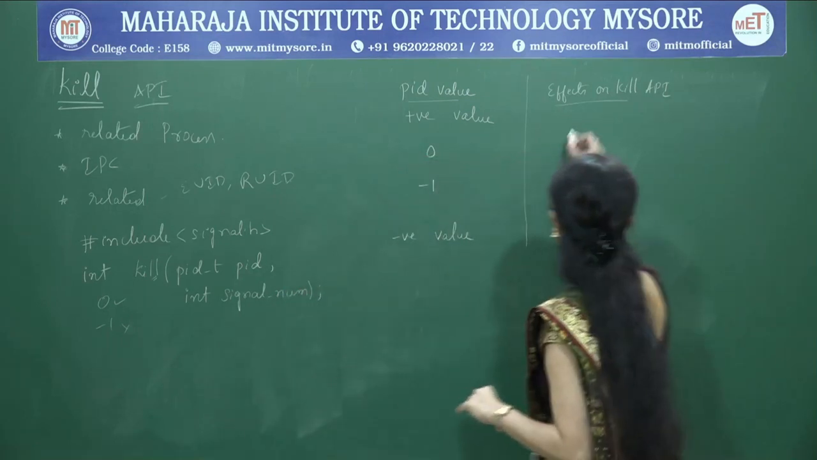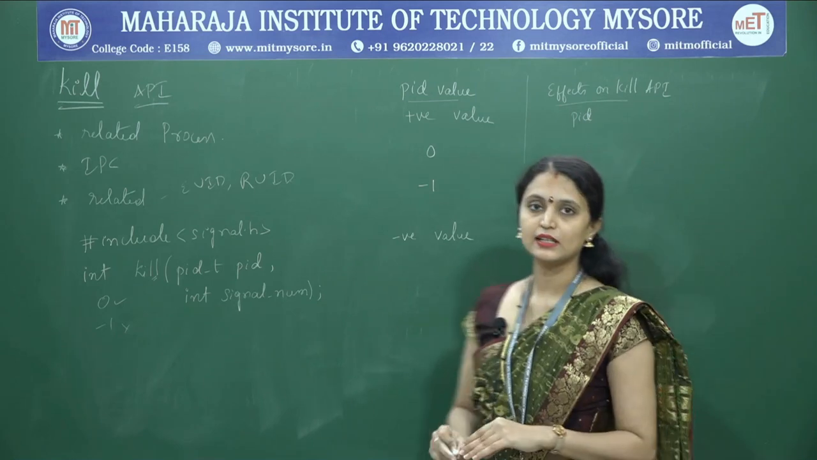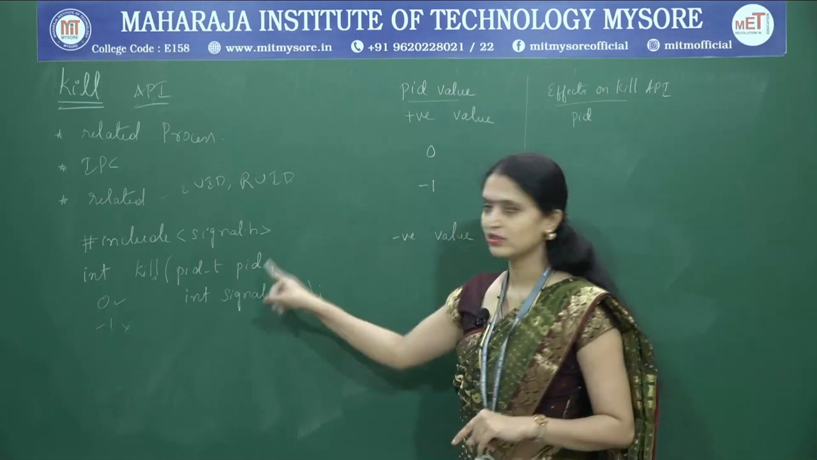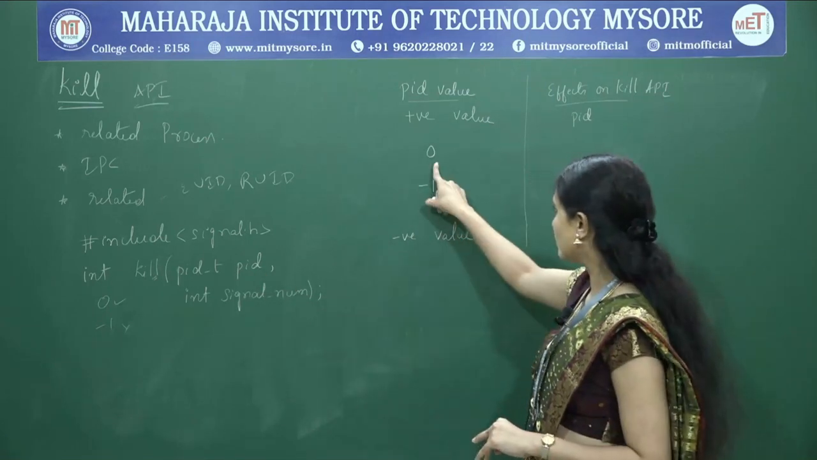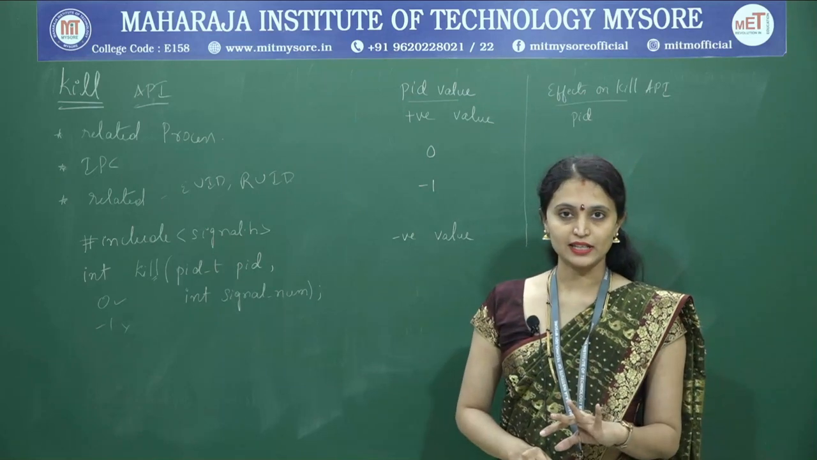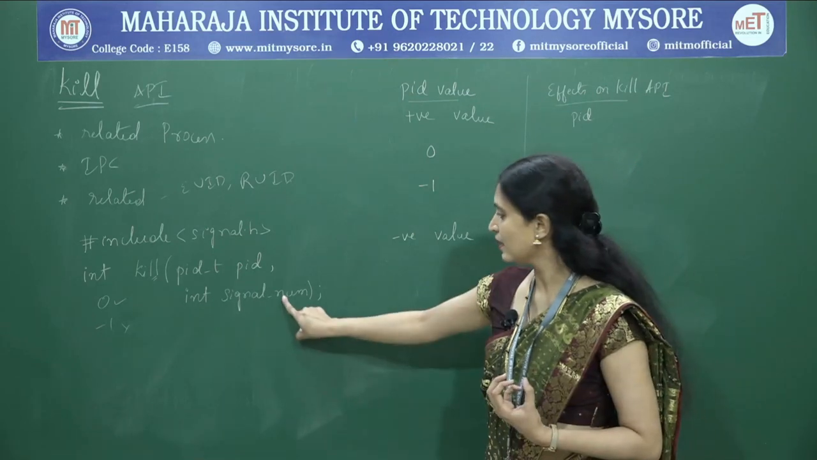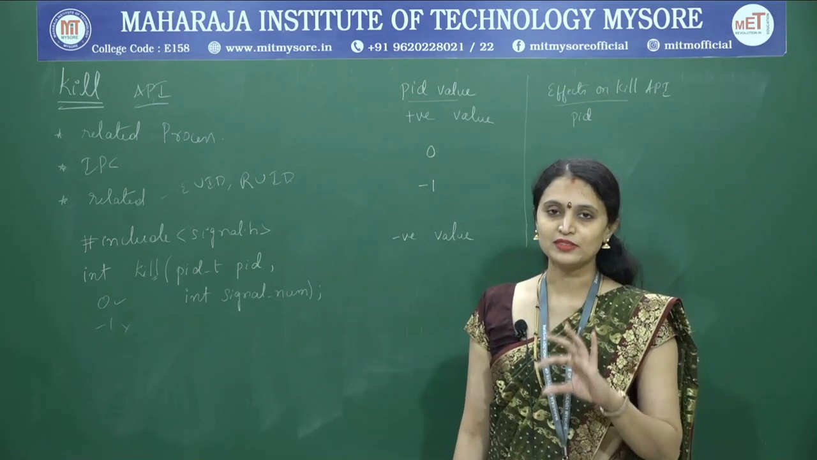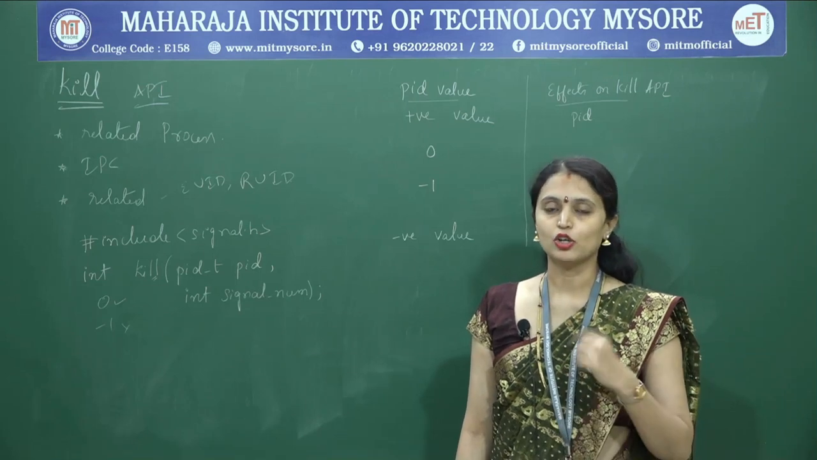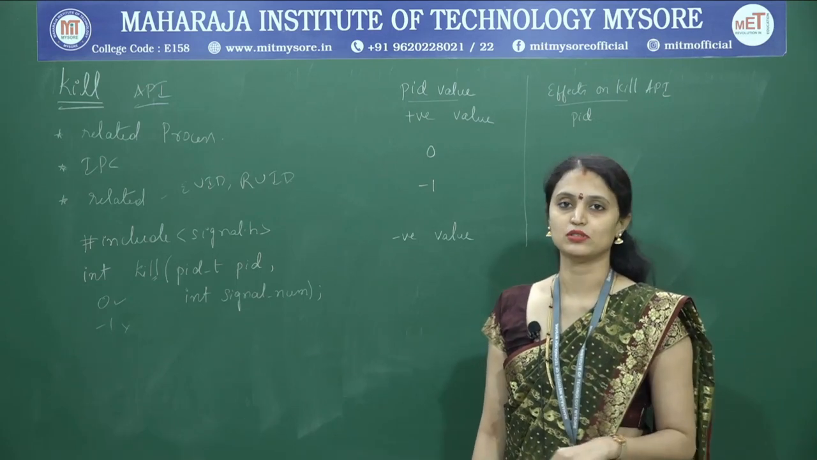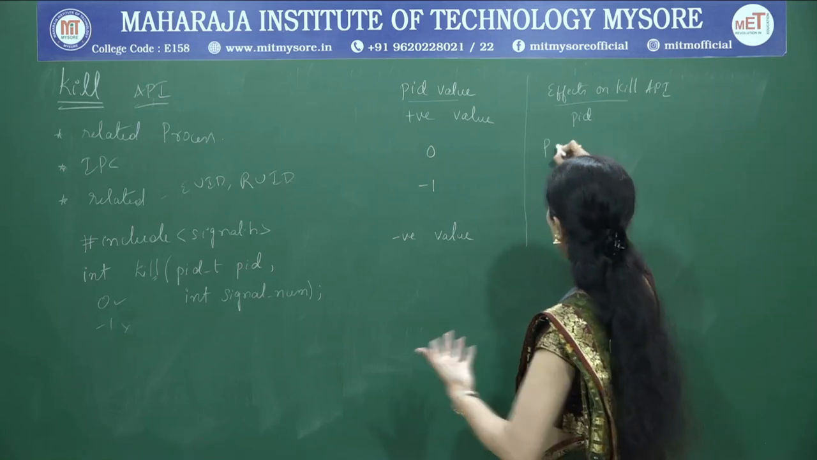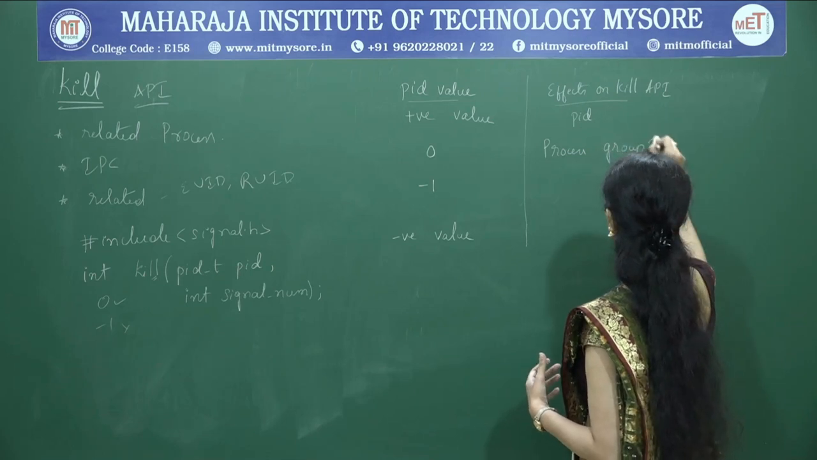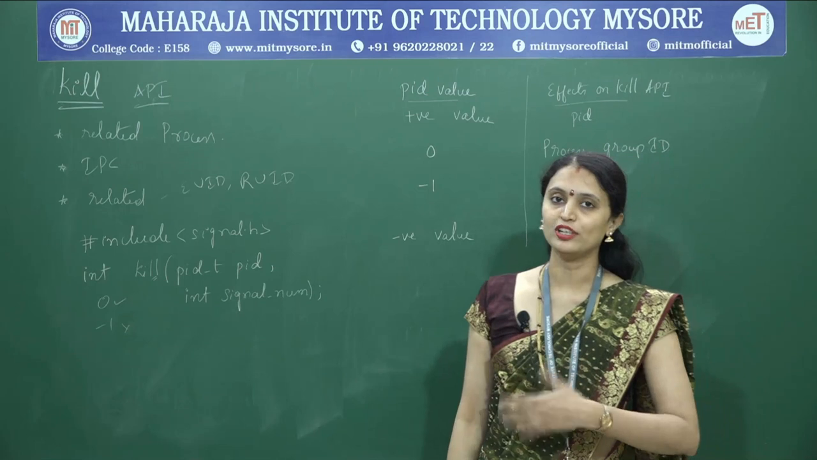So here the signal num will be sent to the process that is identified by the PID if this PID value is a positive value. Okay. Suppose it is 0. In that case, the signal will be sent to all the processes whose process group ID matches that of the calling process, that is, the sending process.